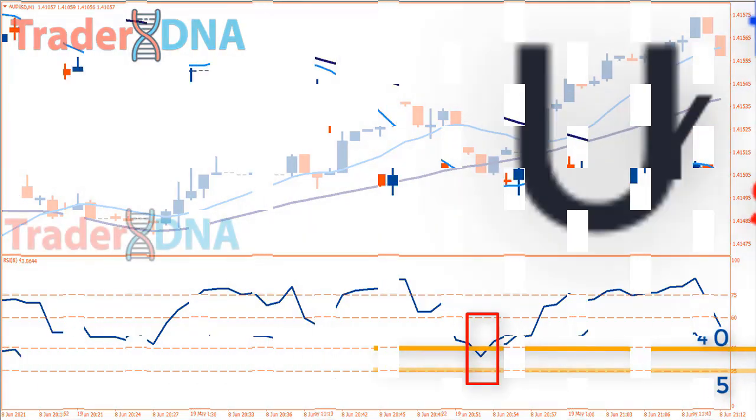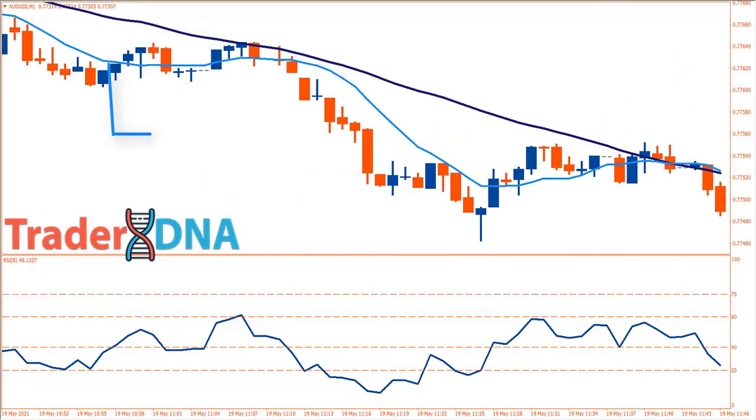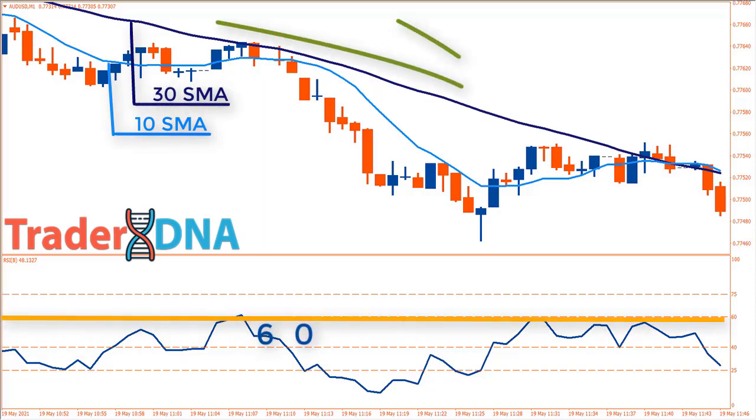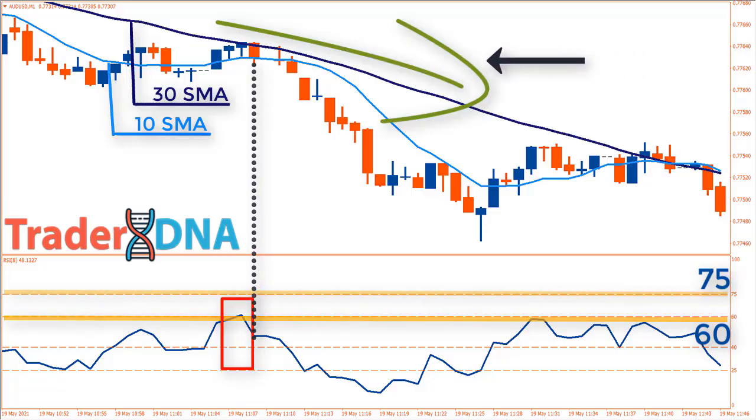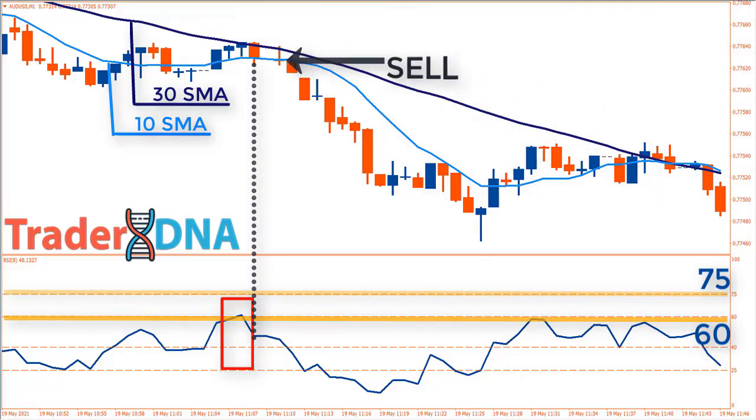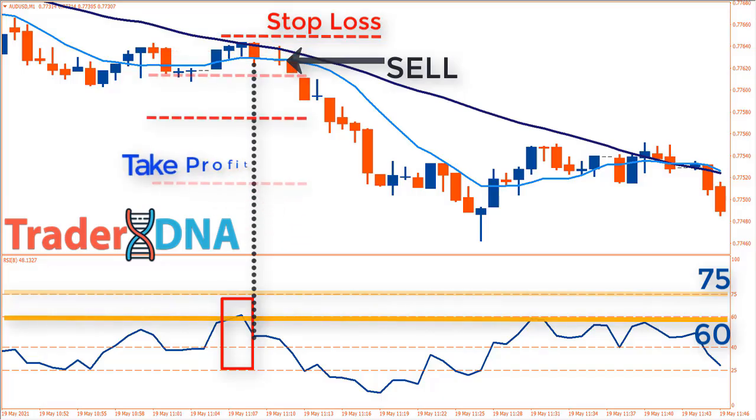For a sell entry, wait for the short-term simple moving average to be below the long-term simple moving average, which signals a downtrend. And now, using the RSI indicator, you can see that the bearish momentum is renewed every time the 8-period RSI rises above 60, but not above 75. When the RSI drops back below 60, enter at the candle close corresponding to when the RSI crosses below 60. Set your stop loss at the swing high created by the bearish price thrust and set your take profit at 3 times the risk on the stop loss.